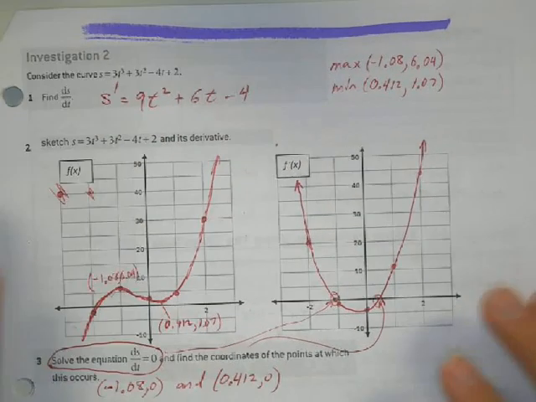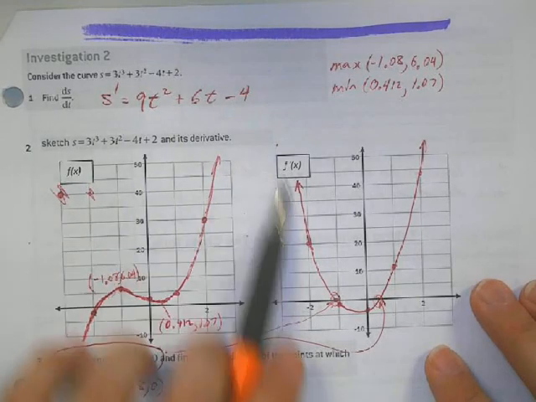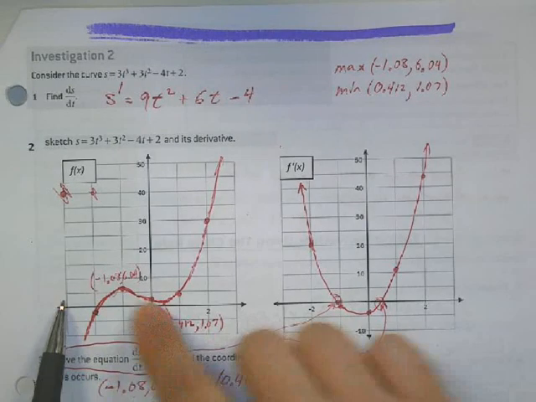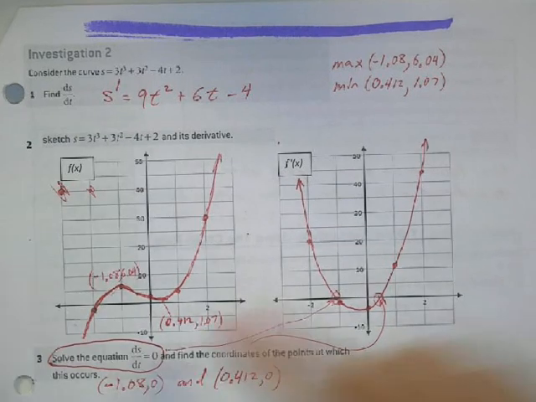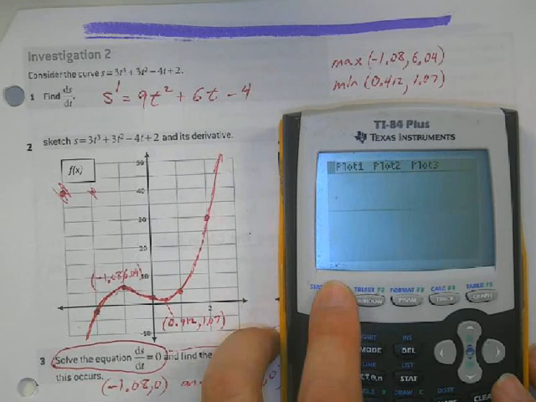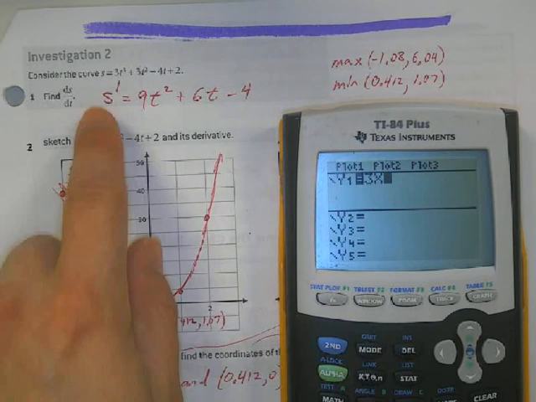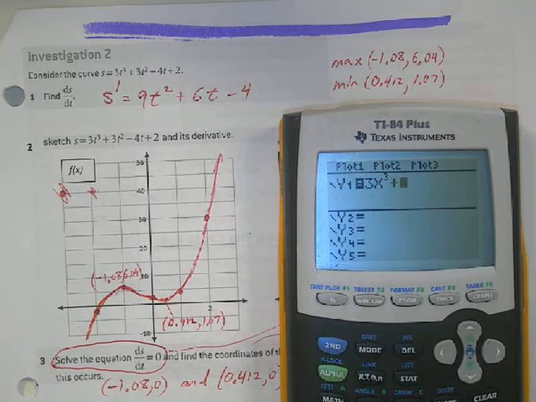Investigation 2. Okay, find the derivative. Once again, we're using the power rule. So here is the function, 3x cubed plus 3x squared minus 4x plus 2.